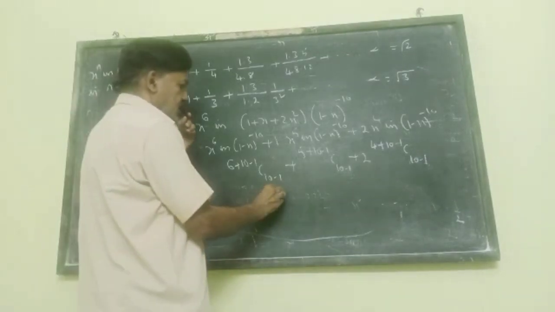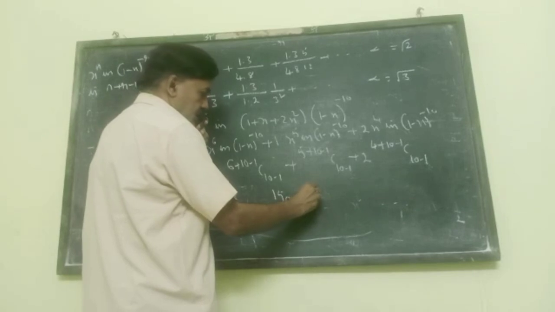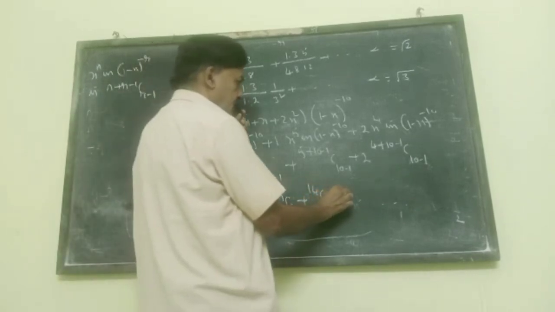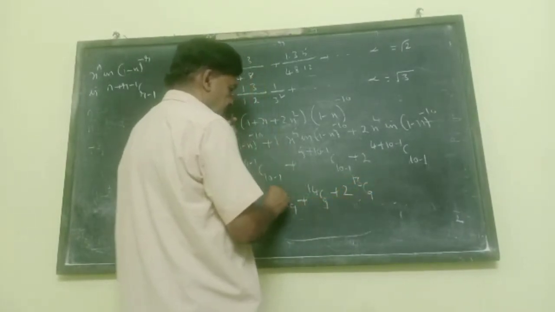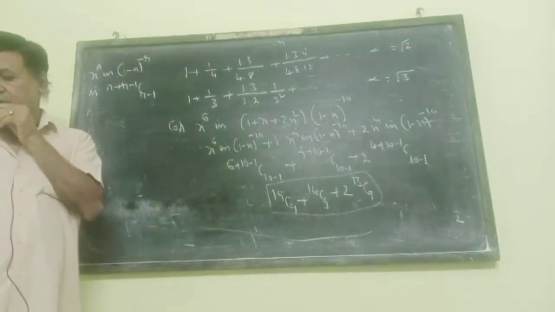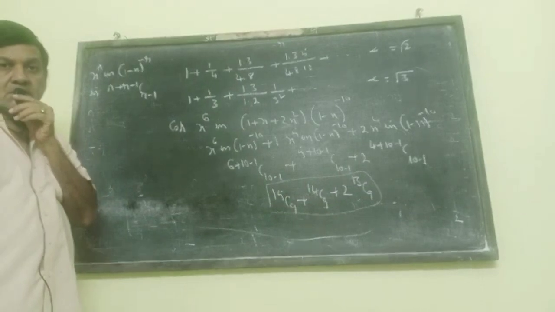This is 15c9. This is 14c9 plus 2 into 13c9. So this is your answer. If you want, you can further simplify this. Yes, understood?